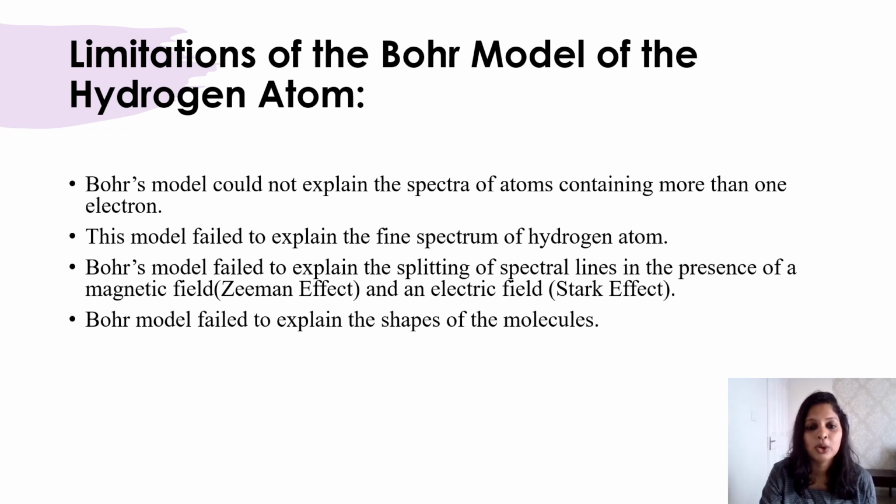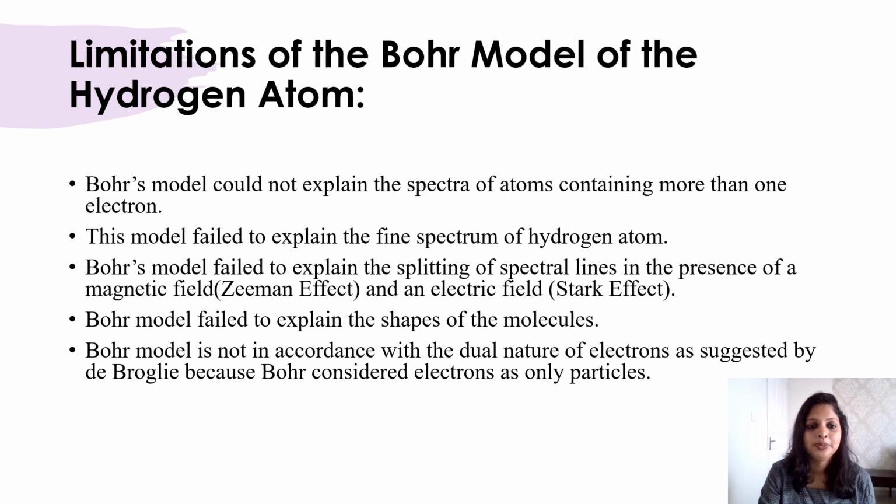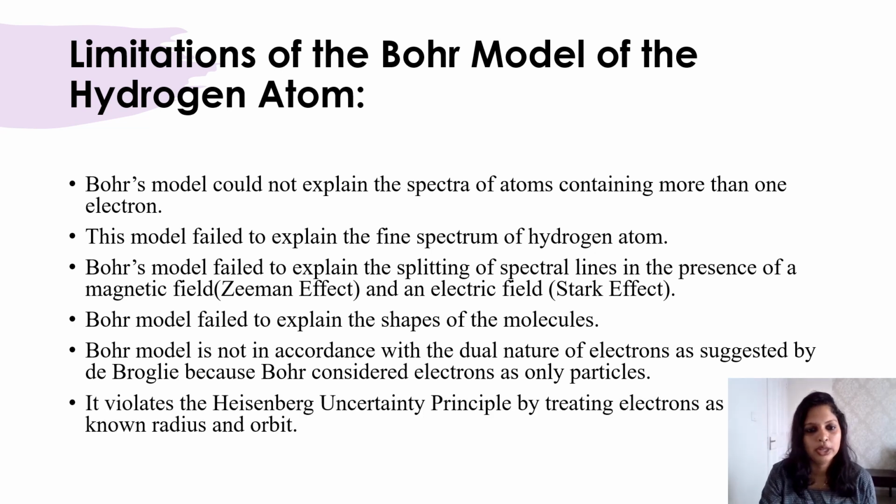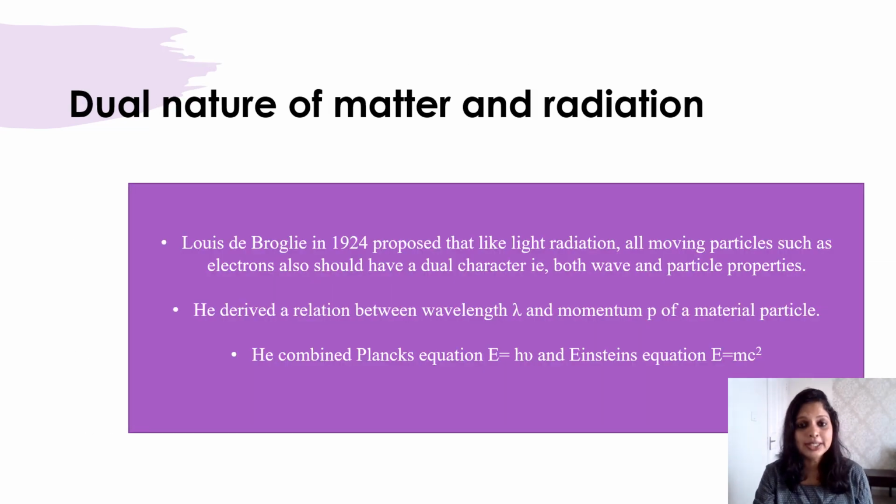Bohr's model also failed to explain the shapes of certain molecules. And it was not in accordance with the dual nature of the electron, as de Broglie suggested. There is a dual nature that was not able to be explained by the Bohr model. And also it violates Heisenberg's uncertainty principle. So those are the limitations.